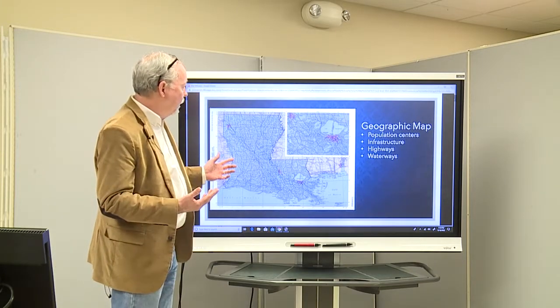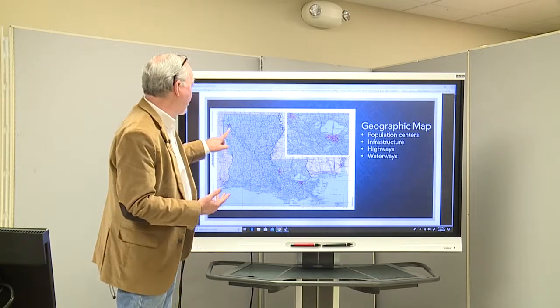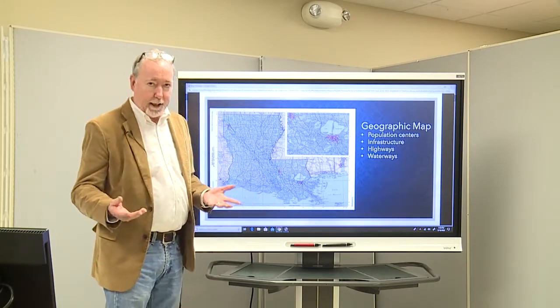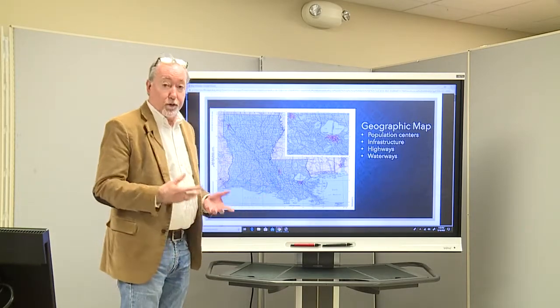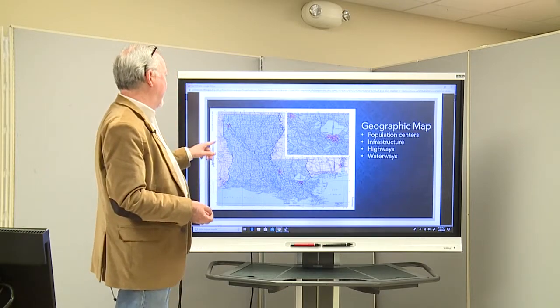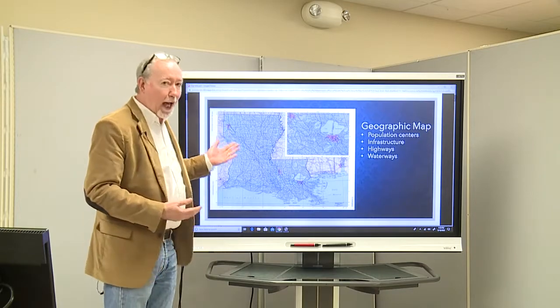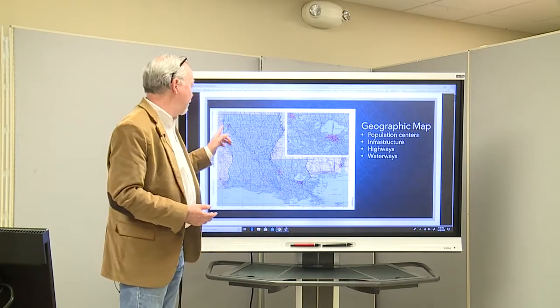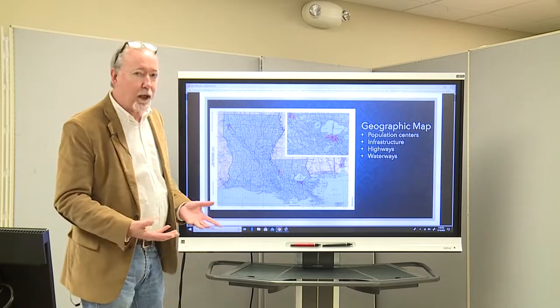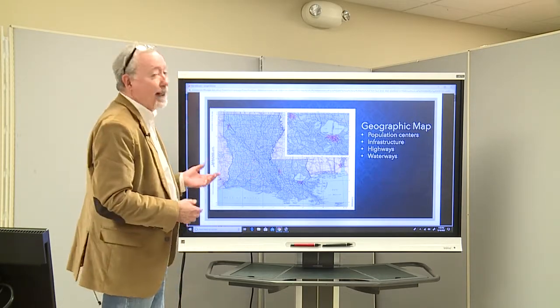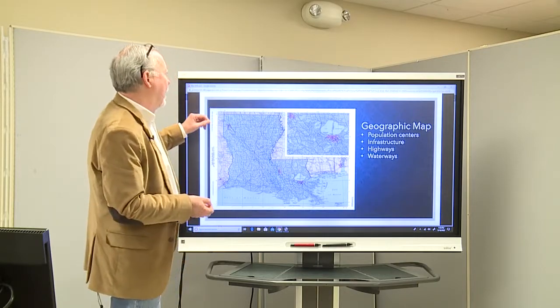And I can tell that the reddish areas are my major population centers. Now, there's New Orleans, the most populated city. Again, we know Baton Rouge is the capital city of Louisiana. Up in the northwest here, Shreveport. Now, I don't know how many people live in each of these red areas. This map doesn't tell me that, but it does tell me that these are the major population centers. That's why the different color.